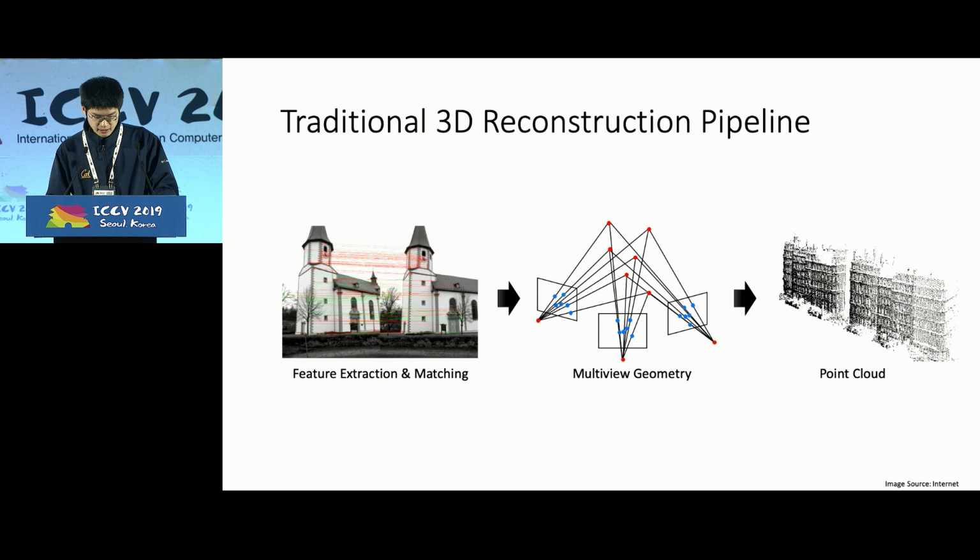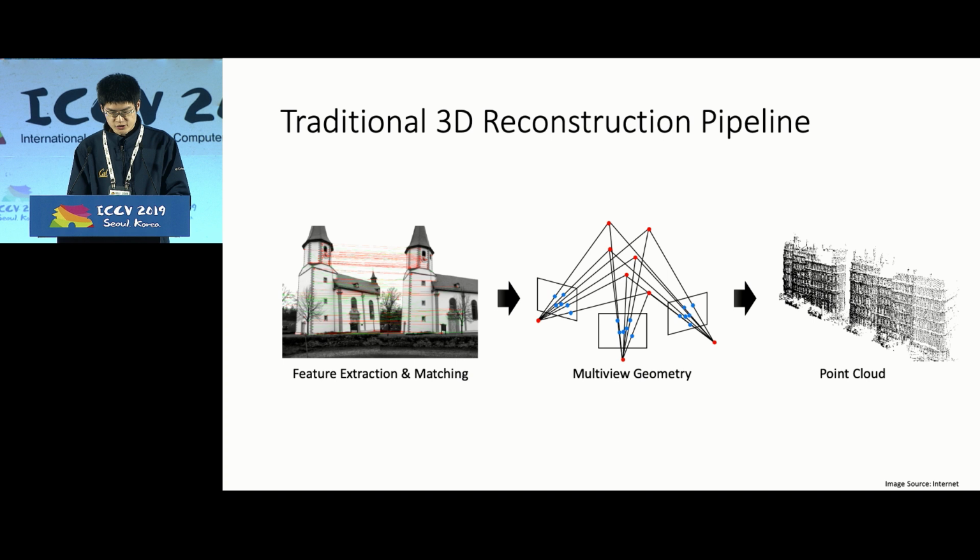The traditional 3D reconstruction pipeline is based on the following steps. First, a local feature extractor is run on the image pairs to build correspondences. Next, we apply multi-view geometry to find the camera pose. And finally, we triangulate to find the sparse point cloud.